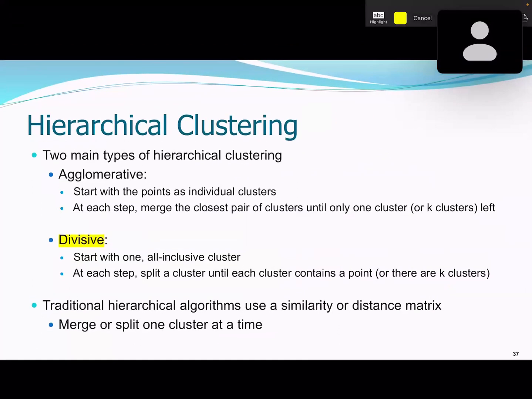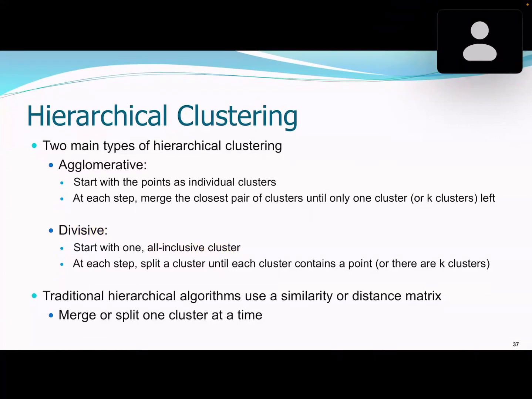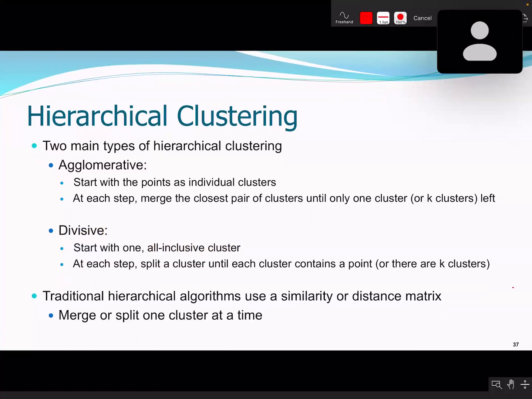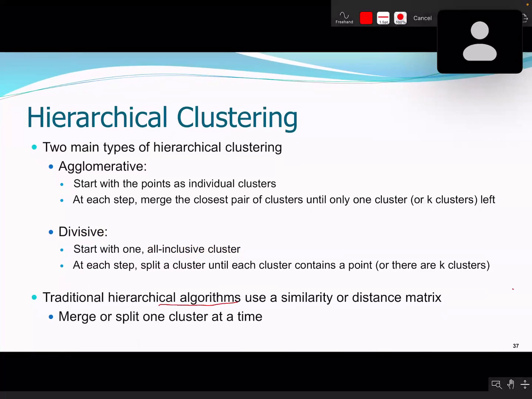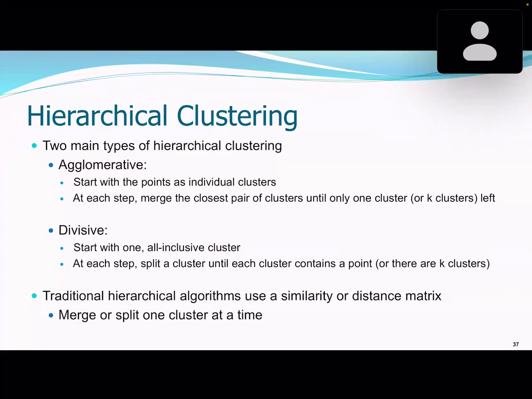The other one is called divisive. This is kind of like the opposite. We start with 1 all-inclusive cluster. So we only have 1 cluster that includes all the points. And at each step, we pick a cluster and we split it into 2. So this is kind of like bisecting k-means, right? We continue until we reach the bottom of the dendrogram where each object is 1 cluster by itself, okay? So the traditional hierarchical algorithm uses a similarity or distance matrix. And depending on whether you use an agglomerative or divisive algorithm, we perform merging or splitting of 1 cluster at a time.